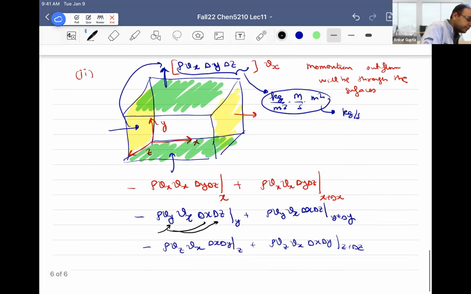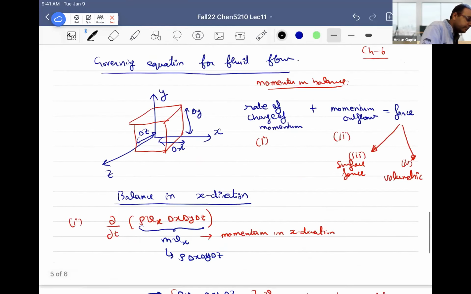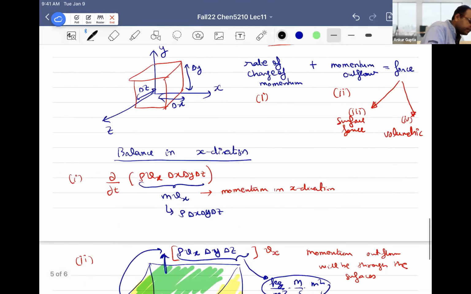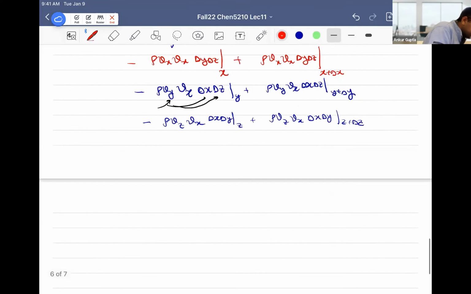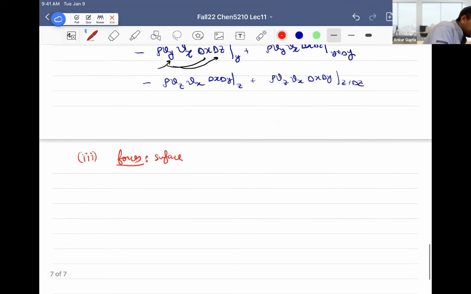So we have done the rate of change of momentum, which was a volumetric term, then the momentum outflow, which was a surface term. Now we have forces, which have two terms. So third is the forces. First, the surface forces.